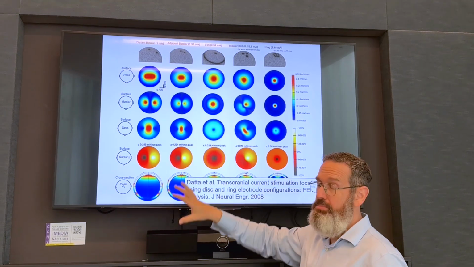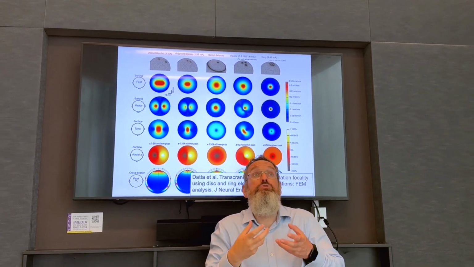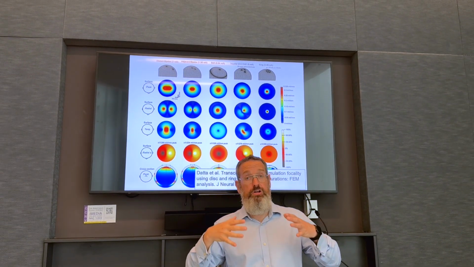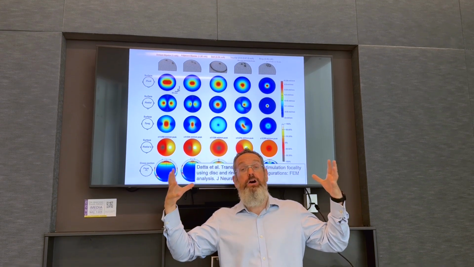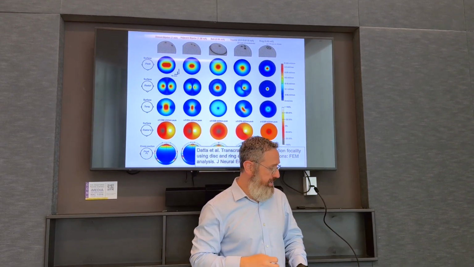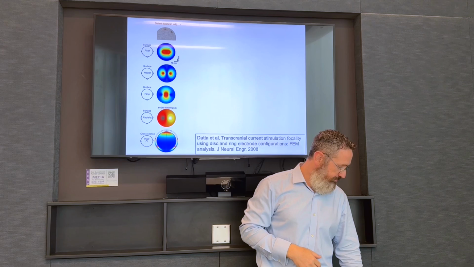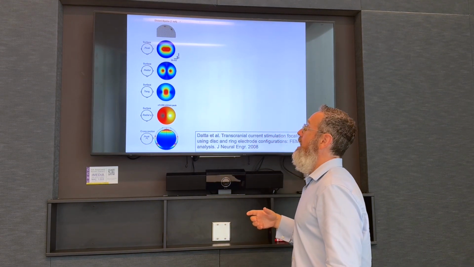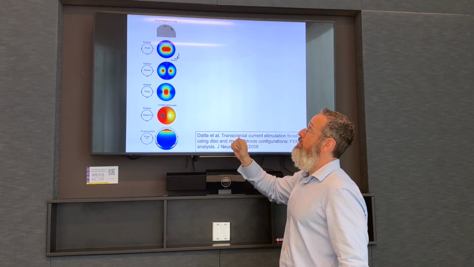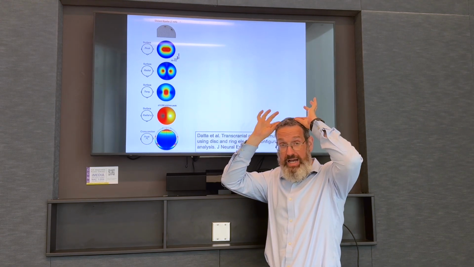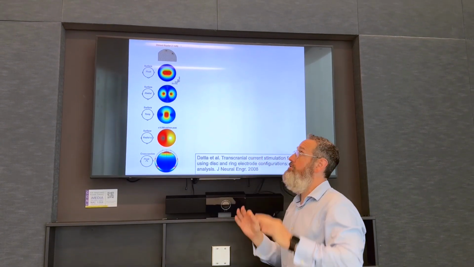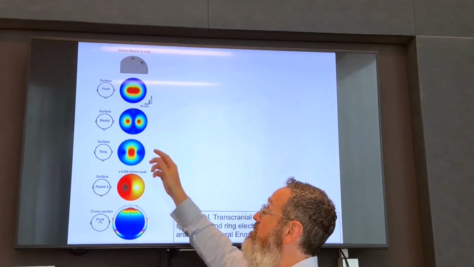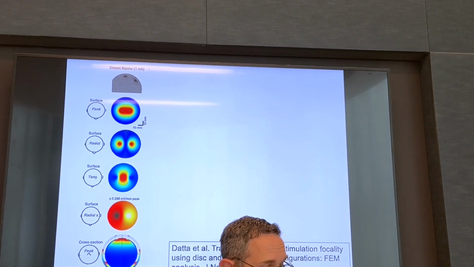And in each one of these pictures, what you're seeing is a simulation of how current from the outside of the head penetrates into the brain. And again, this is using concentric spheres. So let's focus on this one example, which is a bipolar electrode stimulation on the surface of the head. This shows you where the current is flowing.